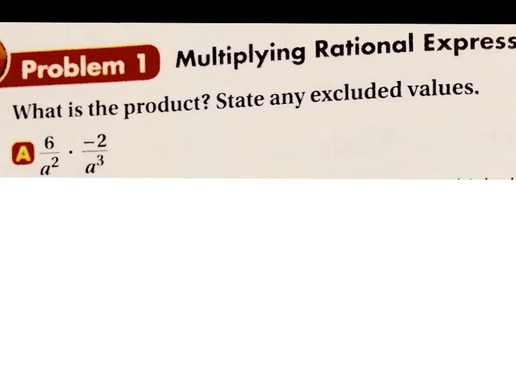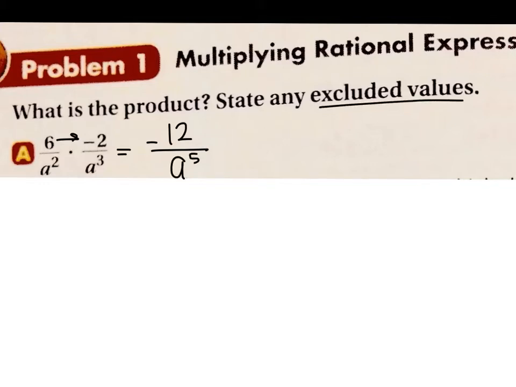And the way you multiply fractions is you multiply straight across the top and straight across the bottom. So 6 times negative 2 is going to go on top, and that's negative 12. And then across the bottom, a squared times a to the third, you add your exponents, and you get a to the fifth. And it does say state any excluded value.